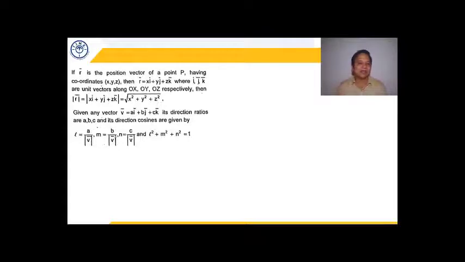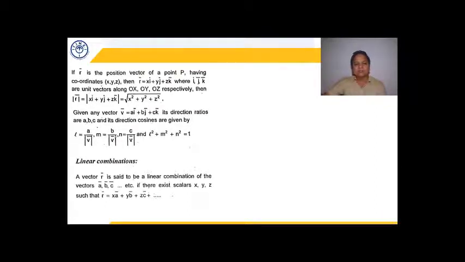l, m, n are direction cosines and we have a standard result. If we square the three and add them, we get l square plus m square plus n square equal to 1. So direction ratios are a, b and c and direction cosines are l, m and n.